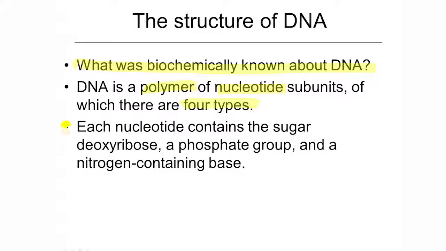So each nucleotide has a sugar, and in the case of DNA, that sugar is called deoxyribose. It's a 5-carbon sugar. There's a phosphate group, and there's also a nitrogen-containing base. So let's look in a little bit more detail at this.